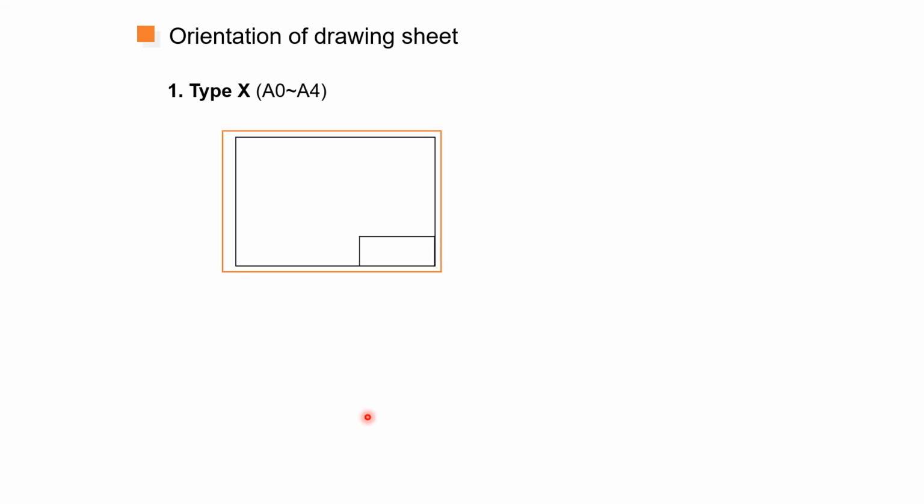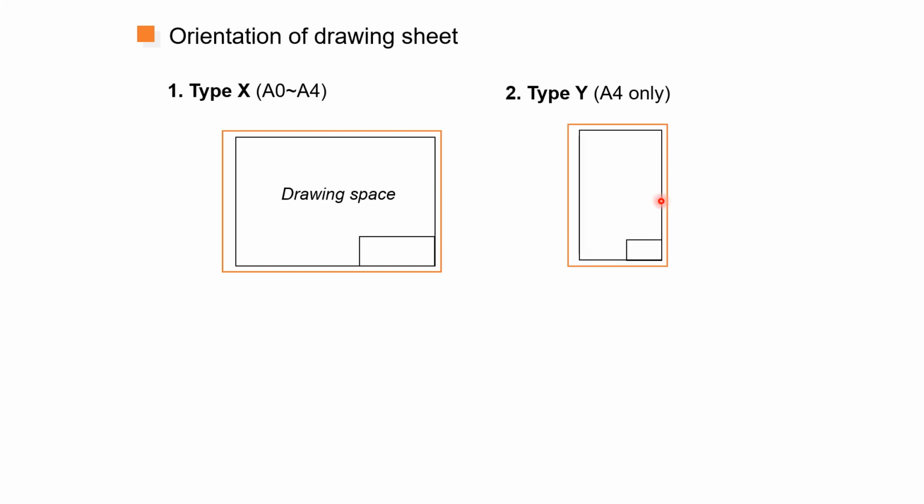Orientation of drawing, A0 to A4. The sheet has a borderline, title block, and drawing space. When the drawing sheet is placed in landscape, this is the layout. Now rotate it to the vertical position, and the title block will come at this position, with the drawing space in the same way. These are the border dimensions.